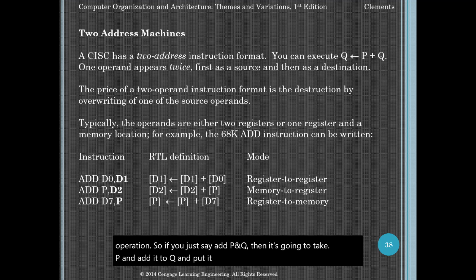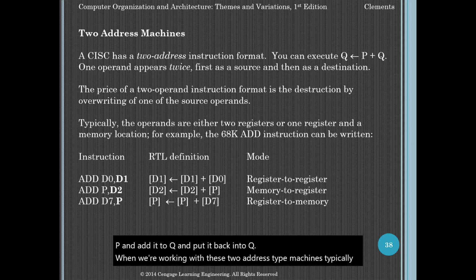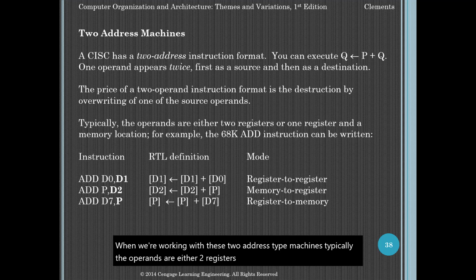So when we're working with these 2-address type machines, typically, the operands are either 2 registers or 1 register and a memory location. And here's some examples of how that add instruction could be written.